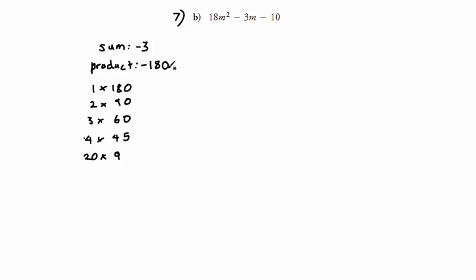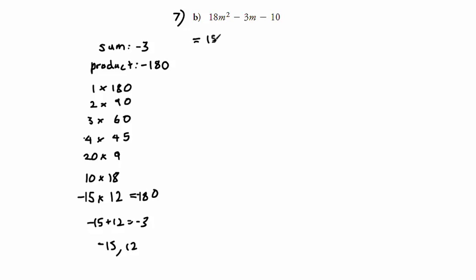That's 20 times 9. We're getting closer to the sum of minus 3. So what about 10 times 18? We're getting a lot closer to the sum. So what about 15 times what? 12. 15 times 12 equals 180. And what happens when we put a negative on the 15? We have negative 15 plus 12, which equals minus 3, and the product equals minus 180, satisfying both these cases. So the two numbers are therefore minus 15 and 12.